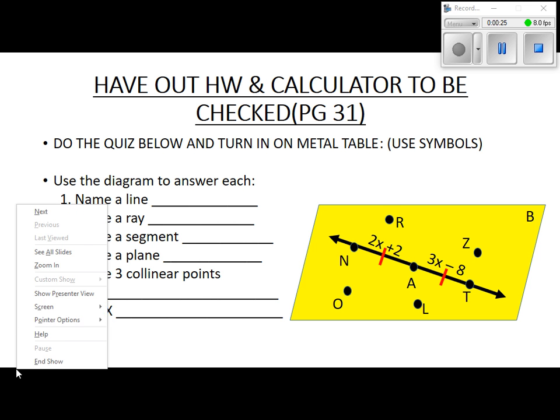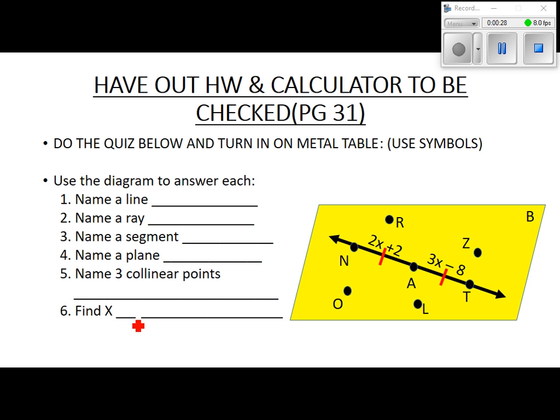First thing, name a line. Name me a line in this picture. NT. So if I just put NT, what do you know? It's wrong. You got to use the arrows, the line symbol. So be able to name that. Name a ray in this picture.